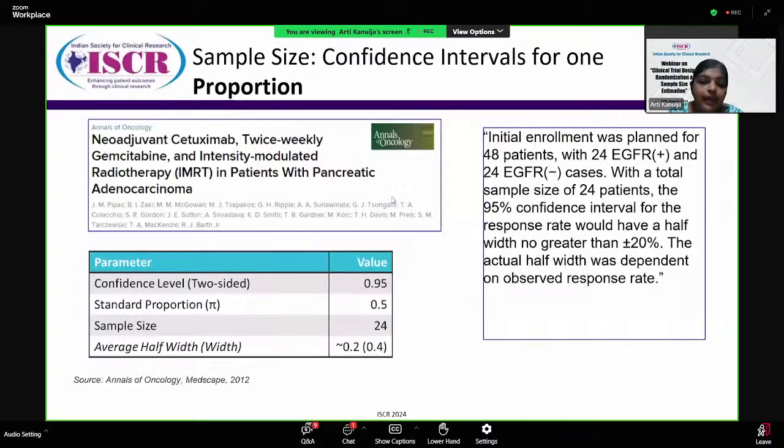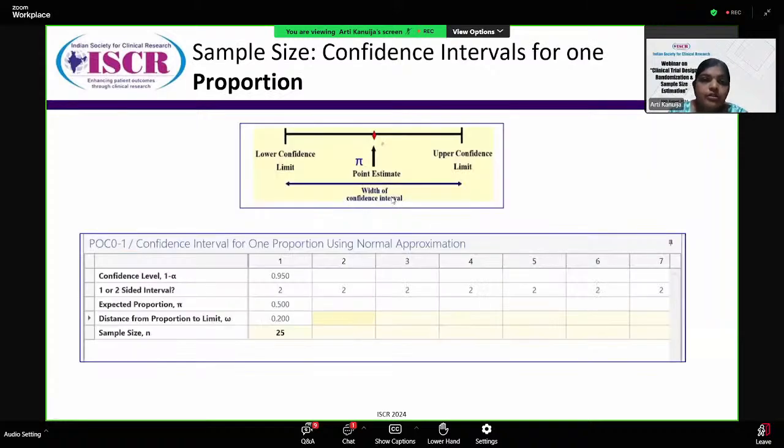If you look at the prior, they have mentioned the average half width. What is this terminology? When you have a confidence limit, you have an upper and a lower limit. Right from your point estimate, which is the mid value, the distance towards either limit is called the half width of the confidence interval. After presenting these values, I've got a sample size here.